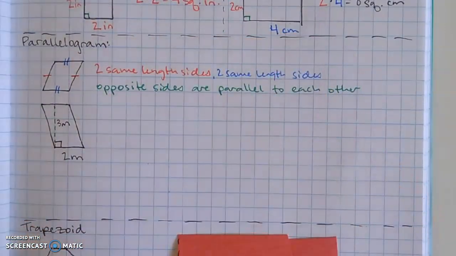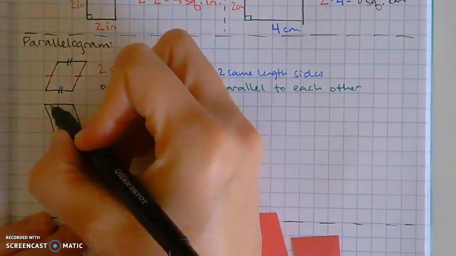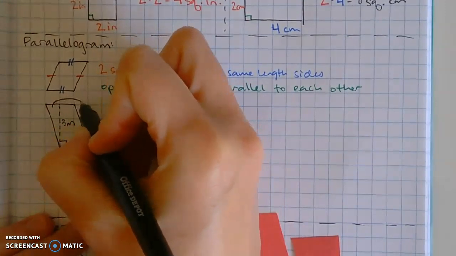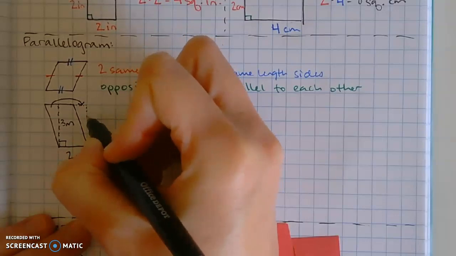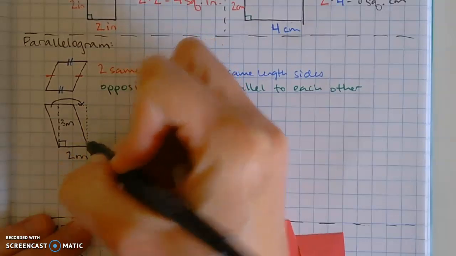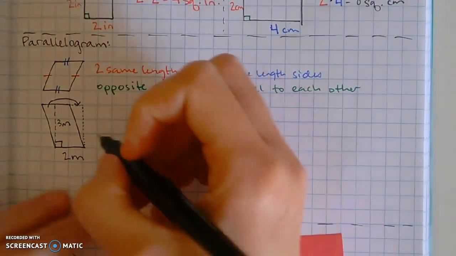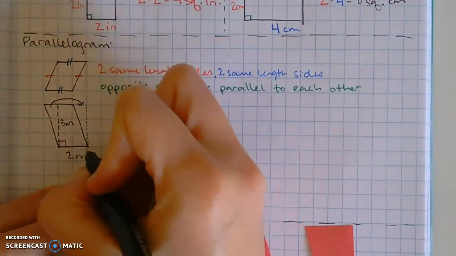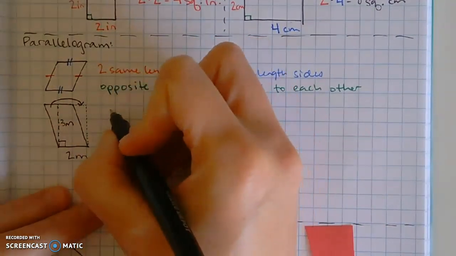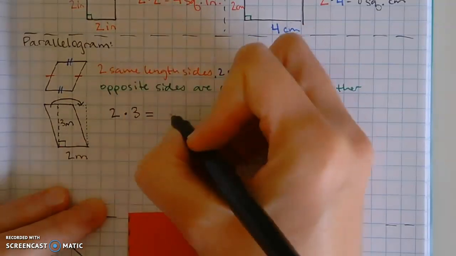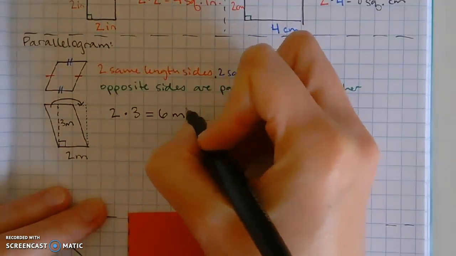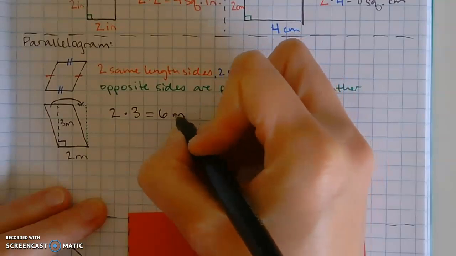So in here, what I'm going to draw is I'm going to just move this over to here, and I'm going to just dot it out. And so then I can do base times height. So I'm going to do that. 2 times 3 equals 6 meters. Oh, I should have done square meters.